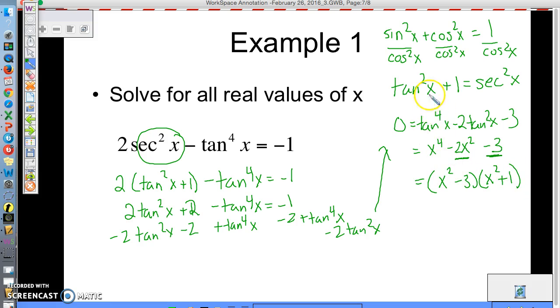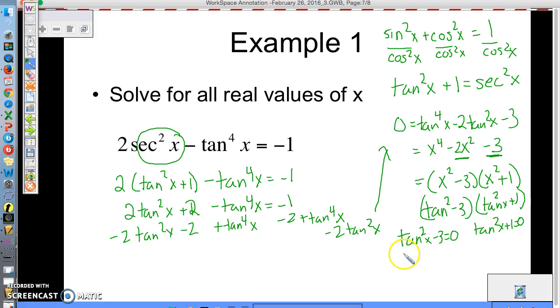But instead of x squared, we have that tangent. So this is going to be the tangent squared of x minus 3 times the tangent squared of x plus 1. And now if we set these equal to 0, we have tan squared of x minus 3 equals 0, and tan squared of x plus 1 equals 0.